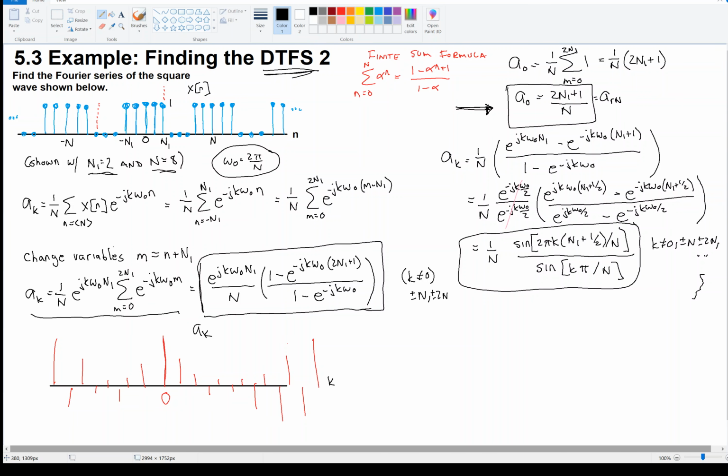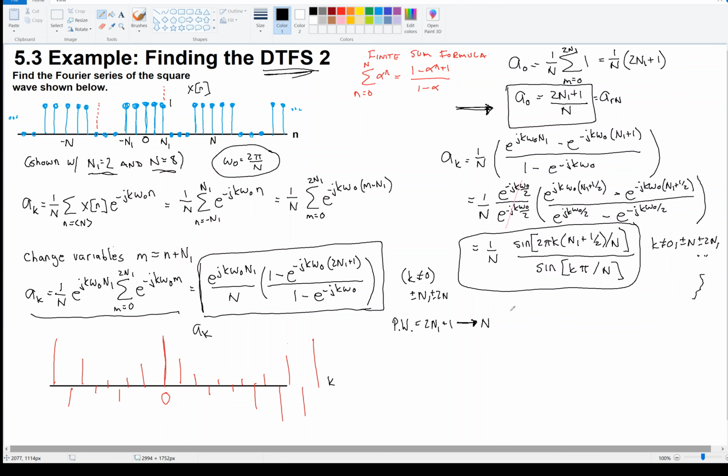So I do want to point out one way to check our answer. We said that the pulse width of this thing was 2n1 plus 1, and the period was n. Now notice if that pulse width approaches the period, that is to say, if the entire pulse width takes up the period, meaning the signal becomes just constant at 1, right? If the pulse width takes up the entire period, then the signal is constant, 1.